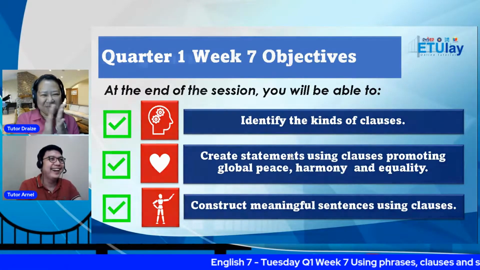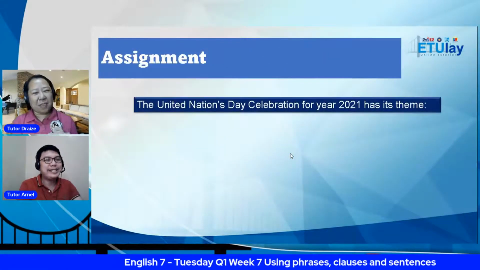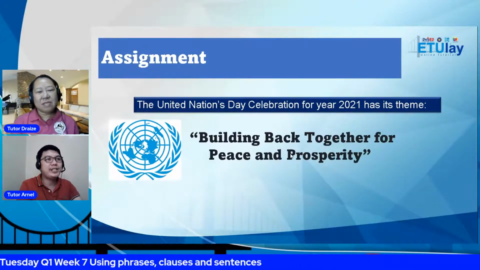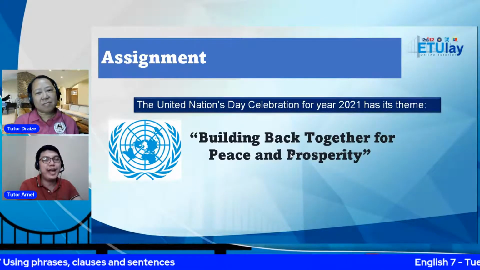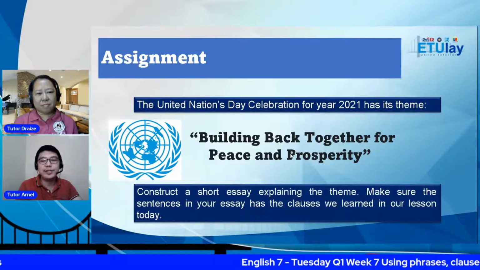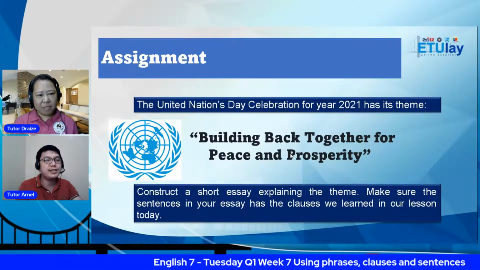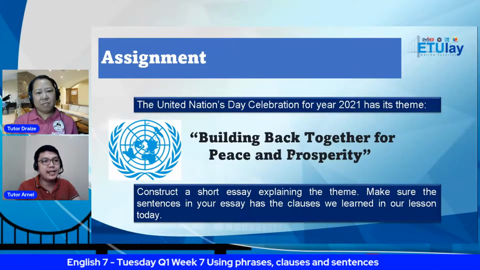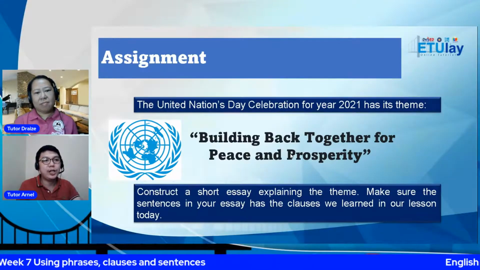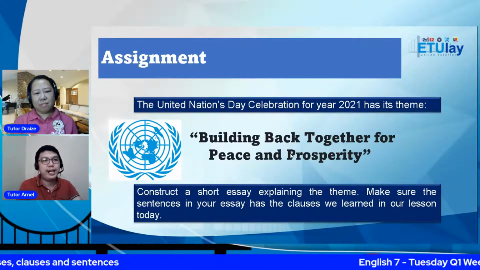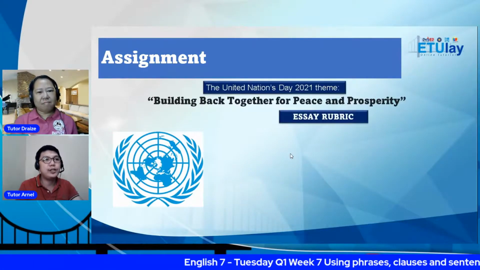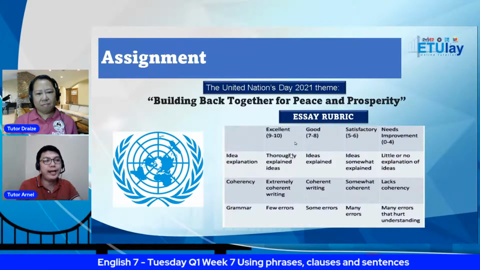Hooray! All right, and now for our assignment, I hope you will still be excited with this one. The United Nations Day celebration for year 2021 has its theme, Building Back Together for Peace and Prosperity. So this is our assignment for you, students. Please construct a short essay containing the theme. Make sure the sentences in your essay have the clauses we learned in our lesson. We provided here a rubric so that you will be guided as to how you are going to create an essay.